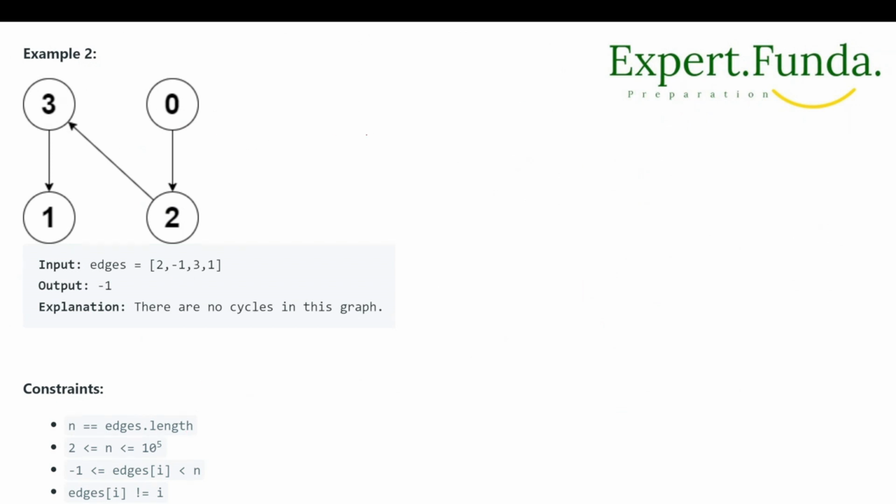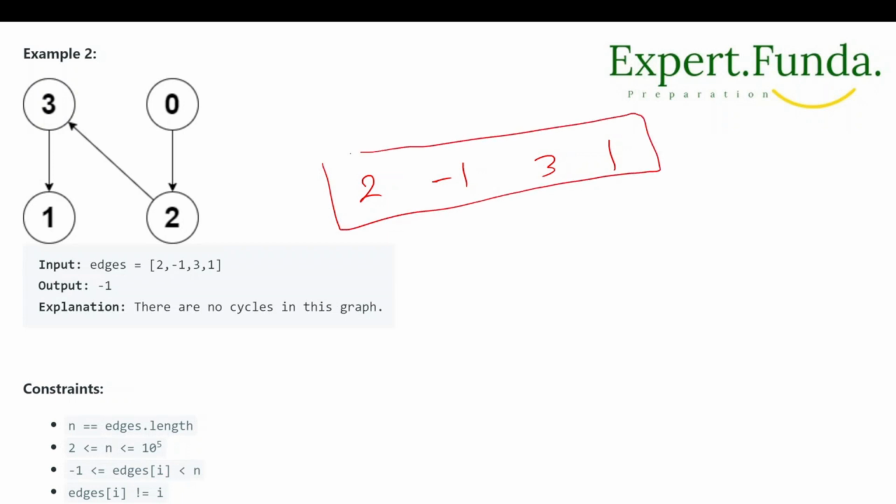So in example 2, similarly, the edges we have been given are 2, -1, 3 and 1. If I re-represent these edges as an array, it will look like this. This is nothing but our edges. Now I will make all the nodes, or indexes, 0, 1, 2, 3. Total how many nodes do we have? 4 nodes, numbered from 0 to n-1, meaning 4 minus 1 is 3. Now I will say we have our node 0.